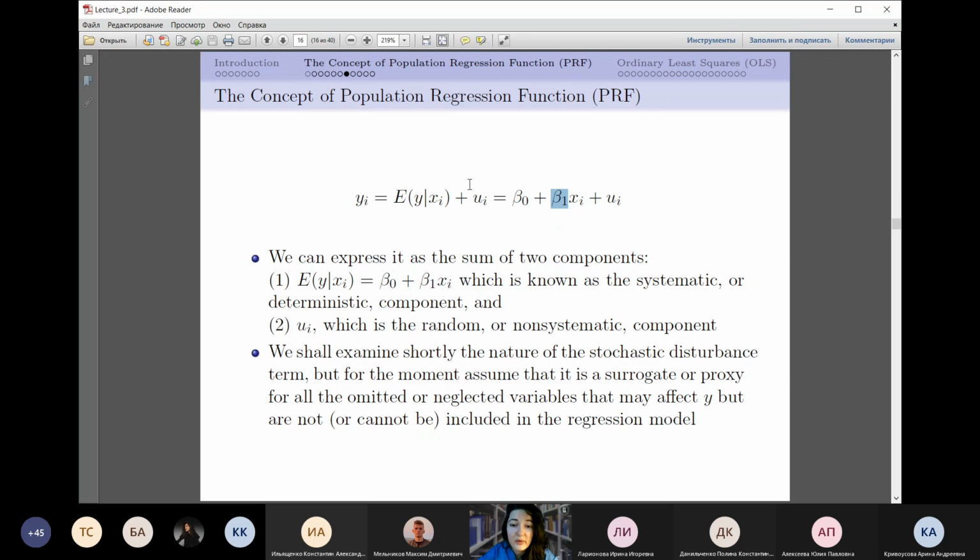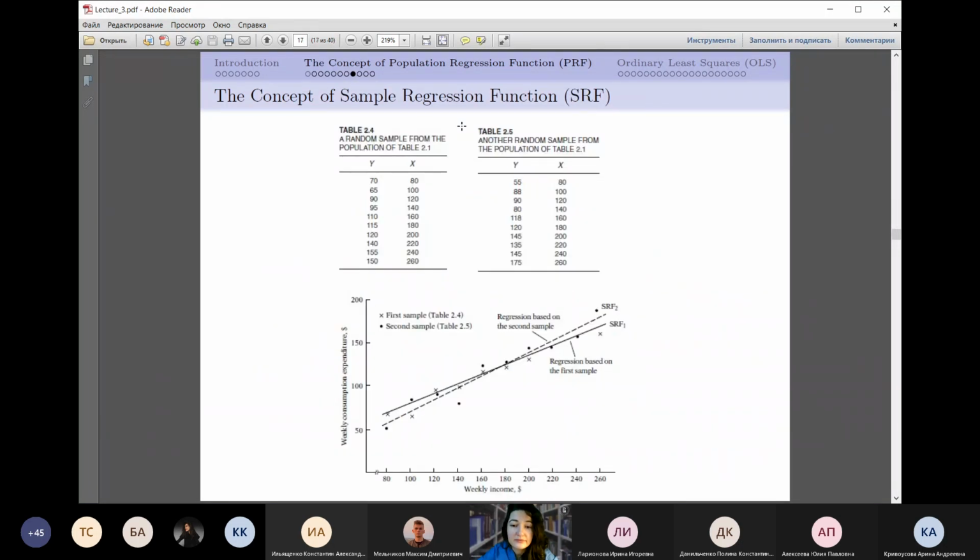If we have the whole population, it's very, let's say, straightforward, because we just need to find the conditional mean of y corresponding to each x, and then we can join these means and find the answer, what is beta 0 and what is beta 1. But when we work with a sample, this task is not so easy.